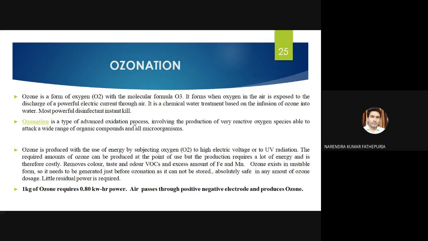The second is the ozonation process. This is also most effective. So chlorination is done, and this is the ozonation.